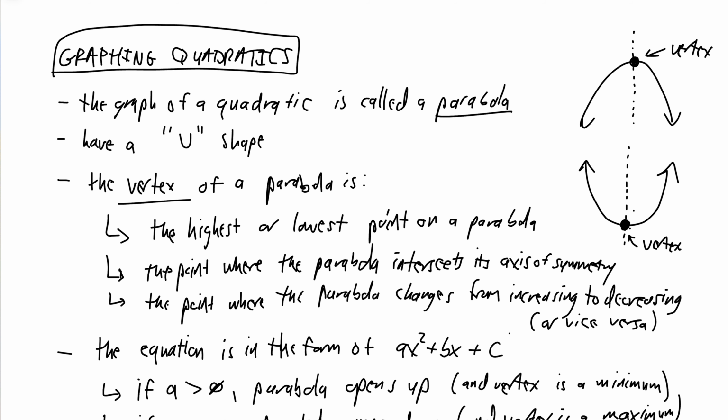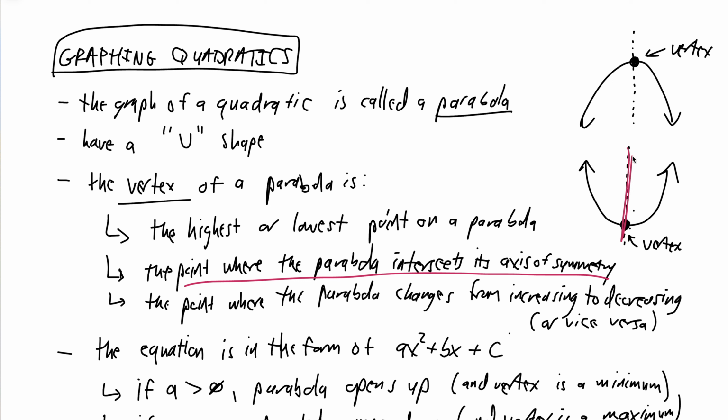And again, let me just quickly do an overview. Our quadratics have these parabola shapes, right? So they're parabolas or U-shaped graphs, right? They either open up or they open down. They have a vertex, which corresponds to either the highest or lowest point in the parabola, if we want to think of it like that, and corresponds to the point where the parabola intersects its axis of symmetry.